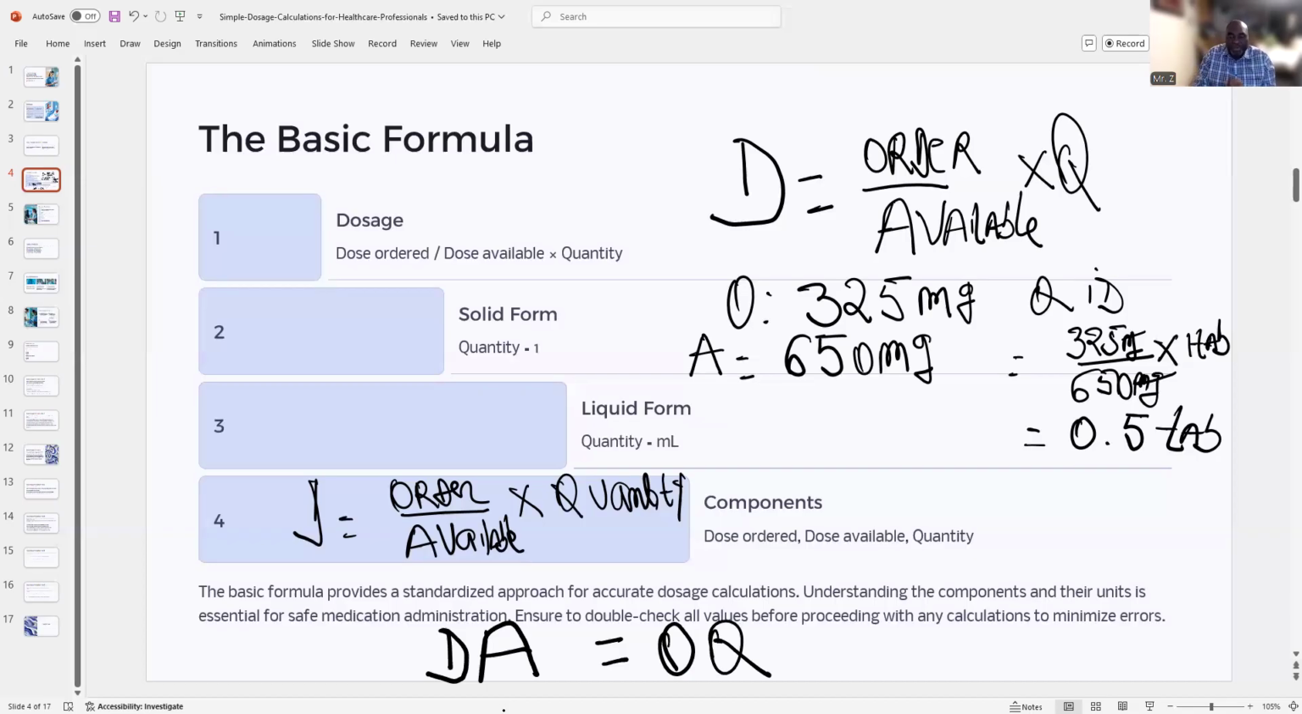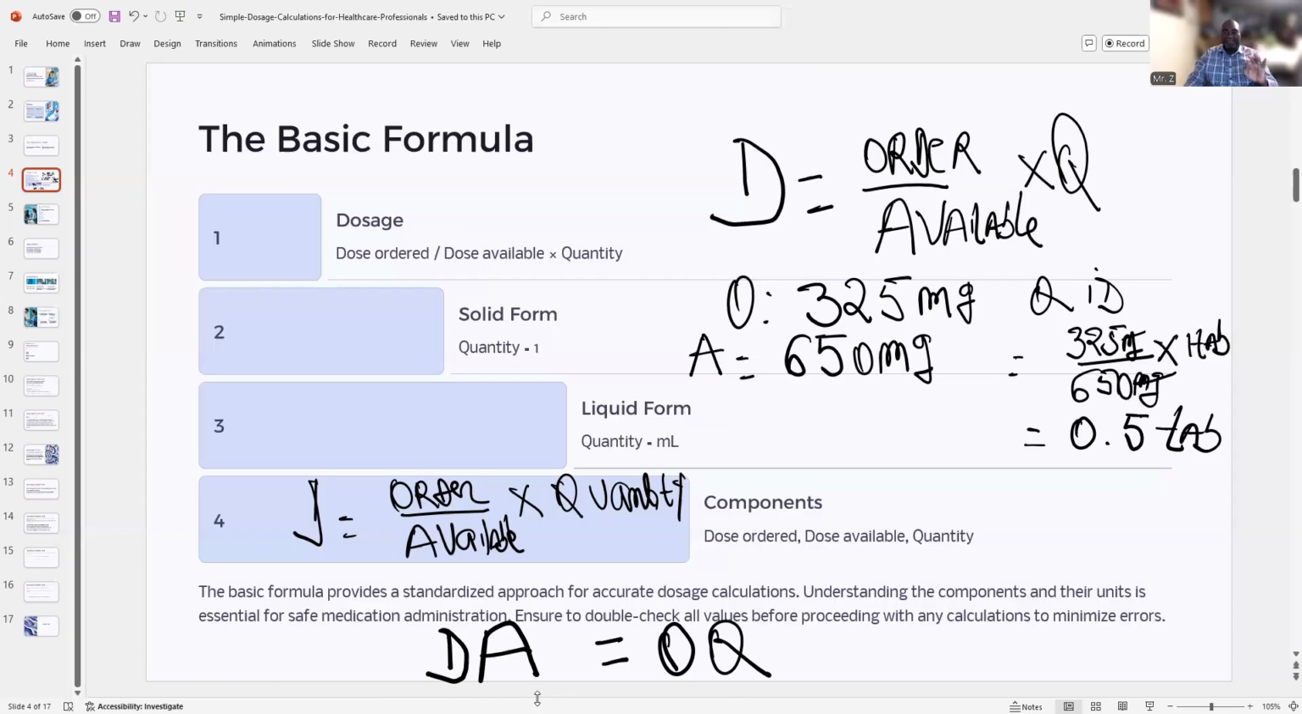So if I'm looking for dosage, knowing dosage times available equals order times quantity, what I'm going to do is divide both sides by available. Once I divide both sides by available, I have dosage times available divided by available equals order times quantity divided by available. Available and available cancel out. The only thing I will remain with is dosage equals order times quantity divided by available.